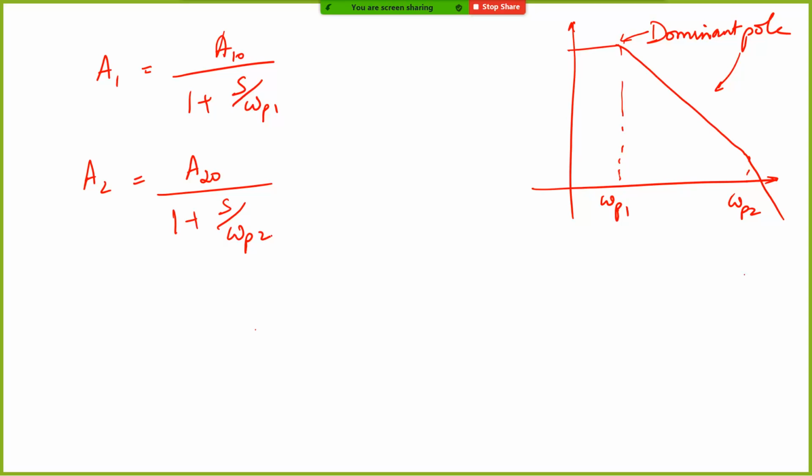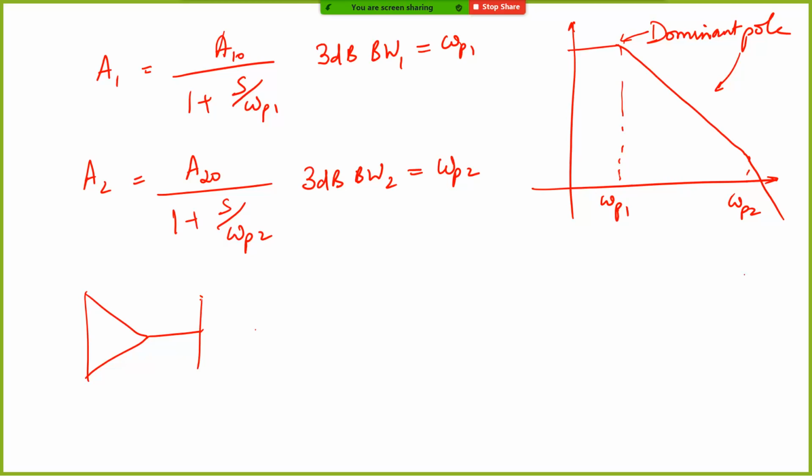Now when you put these two, what does it mean? The 3 dB frequency or the 3 dB bandwidth of this amplifier is omega p1, and the 3 dB bandwidth of this second amplifier is omega p2. Now when you put both amplifiers together, what happens to the bandwidth? What is the bandwidth of this composite system A?